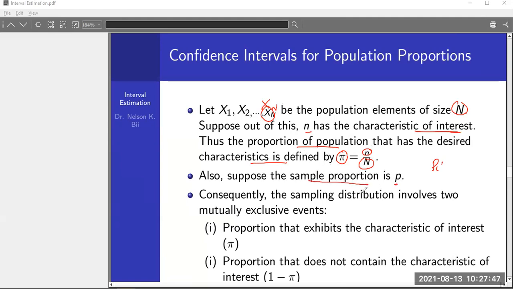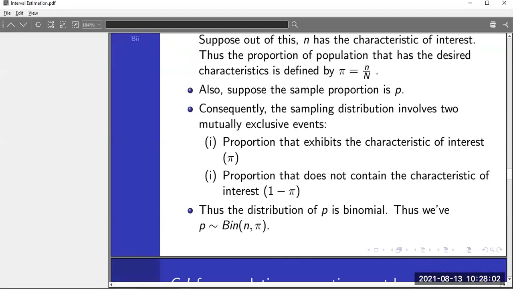Then consequently, the sampling distribution involves two mutually exclusive events. You know what we mean by mutually exclusive events. If A and B are mutually exclusive, the occurrence of one totally excludes the occurrence of the other one. So Roman 1, the proportion that exhibits the characteristic of interest is defined as pi. Then the proportion that does not contain the characteristic of interest is given by 1 minus pi.